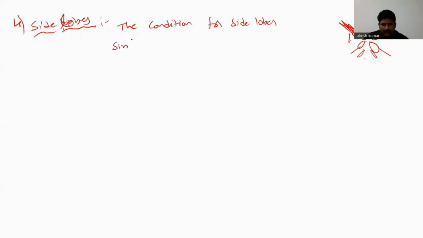So the condition for the side lobes is sine n psi by 2 should be equal to plus or minus 1. Therefore n psi by 2 is equal to, applying sine inverse on both sides.